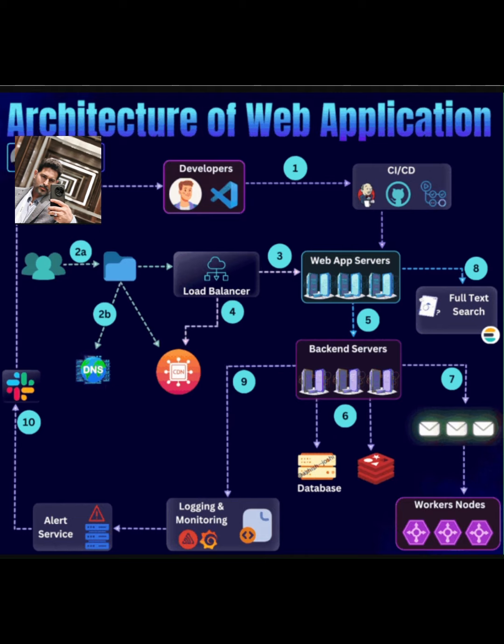The database supports transactional consistency and is optimized for high throughput, with indexing and caching to reduce query latency. For search-intensive operations, the back-end servers leverage a full-text search service, such as Elasticsearch, which provides fast, relevancy-based search capabilities through inverted indices, enabling efficient querying of unstructured data like user-generated content or logs.